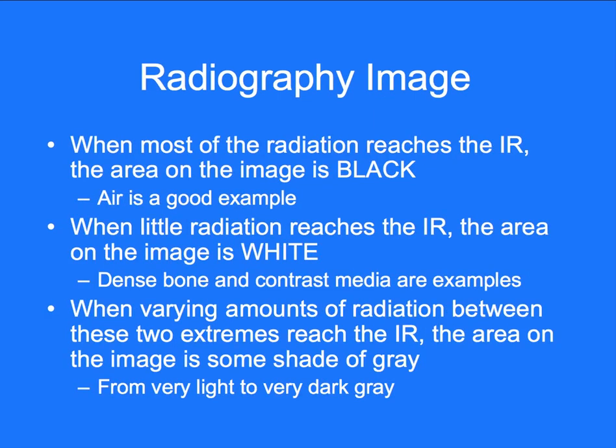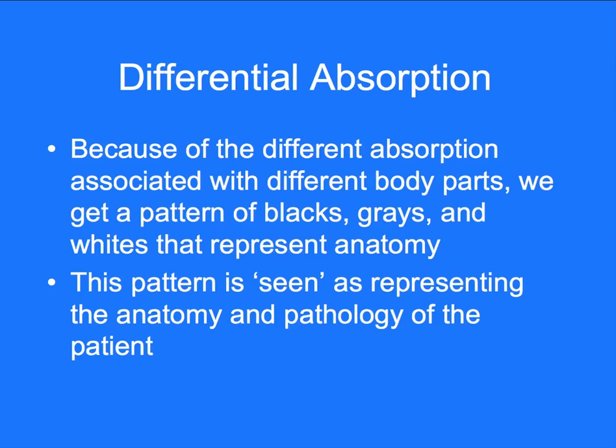When we talk about the radiographic image, what we find is that the more the radiation that reaches the IR, the blacker it is. So when we have an area such as air, absorbs very little, once it reaches air, it's black. When we have very little radiation reaching the IR, the area is white. So there we have bone and contrast absorbing the radiation. And then we have, those are the two experiences. In between, we have all kinds of varying shades of gray that occur because of different amounts of radiation that are indeed absorbed. We call that whole process differential absorption.